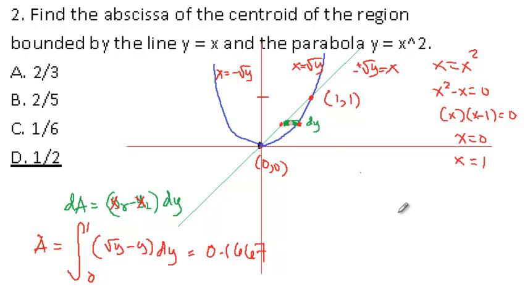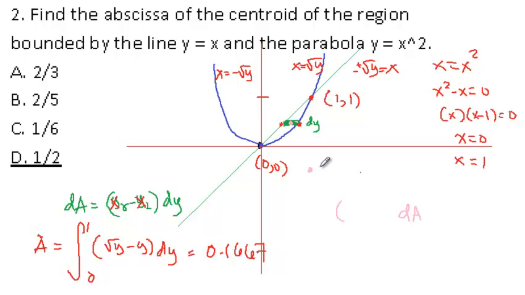Meaning what? That small area, dA, how far is it from the y-axis? It is x left plus x right over 2. Do you follow? X left plus x right over 2, the midpoint of this. How far is it?